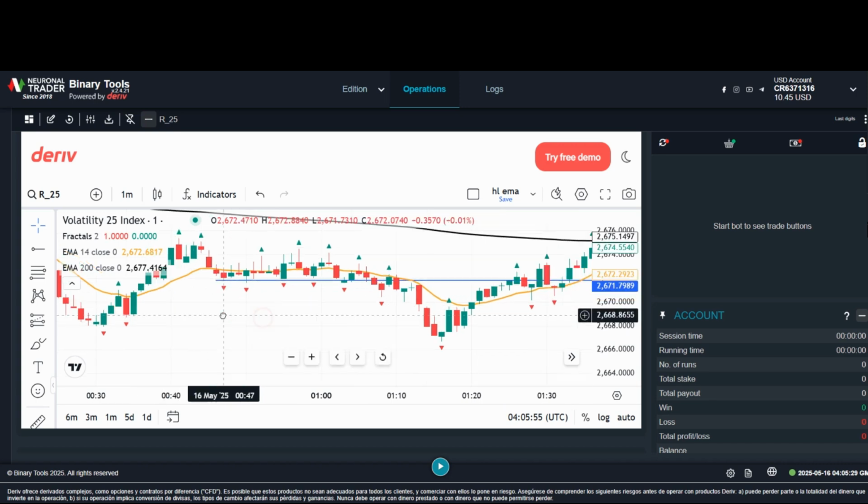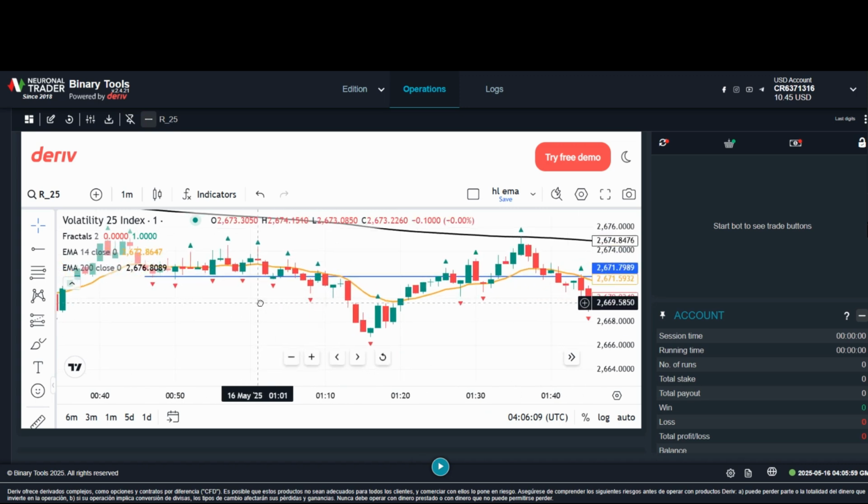And then what you need to do is wait, because already these candles are below the 14 moving average. So you just need to wait for any candle to break this factor, and then you'll be able to open the entry.